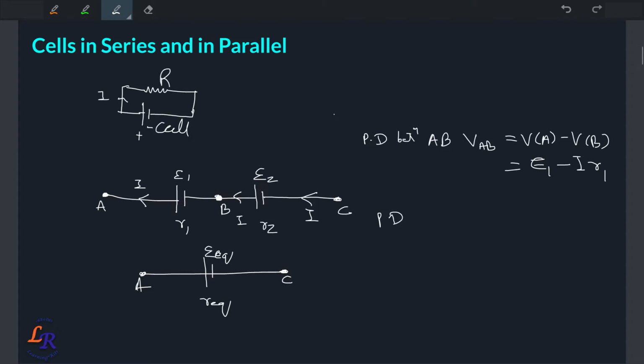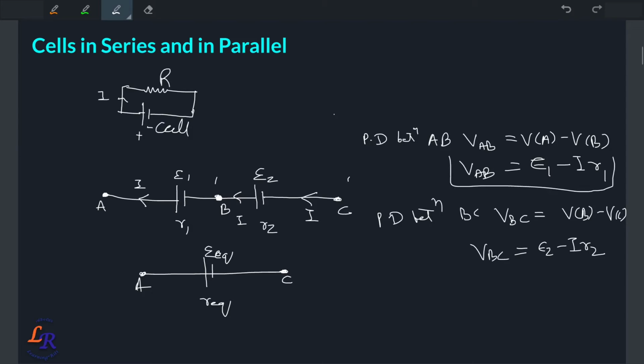Similarly, the potential difference between B and C, let's say VBC, is potential B minus potential C, and you can write this as epsilon 2 minus I R2, right? So we have a VAB, we have a VBC, right? So these are the two equations.